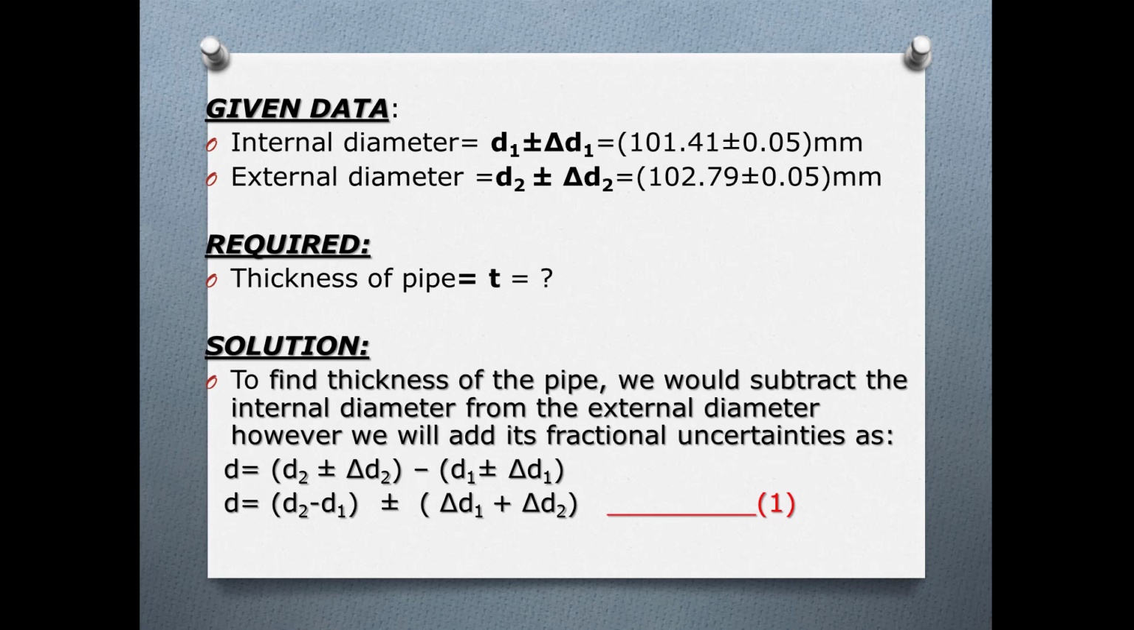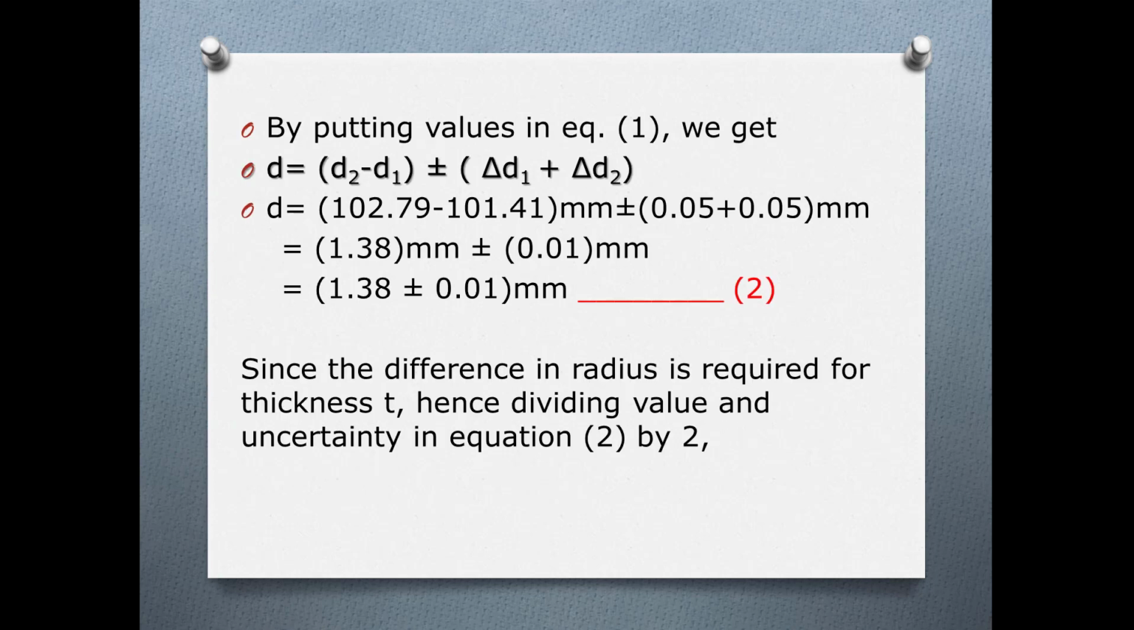So what about the solution? To find out the thickness of the pipe, we would subtract the internal diameter from the external diameter. However, we will add the uncertainties. We have already discussed that if we are doing questions of addition or subtraction, then we have to add their uncertainties. Check this out. D is equal to d2 plus minus delta d2 minus d1 plus minus delta d1. We are going to subtract the actual values and we are going to add their uncertainties. How? Check it out. We put the values in equation 1 and we get d is equal to d2 minus d1 plus minus delta d1 plus delta d2.